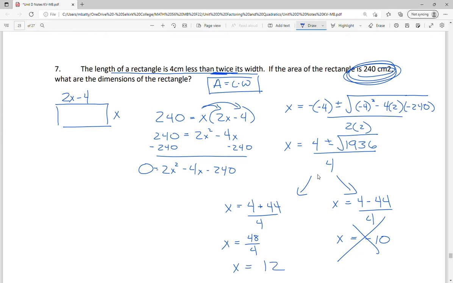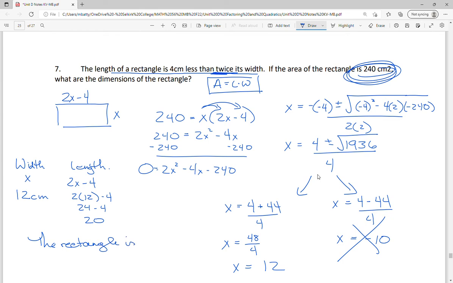I can now take that back to my equation. So the width and the length. The width was x, so that's 12. And the length is 2x minus 4. So I take 2 times 12 minus 4. That's 24 minus 4, or 20. And so the rectangle is 12 centimeters by 20 centimeters.